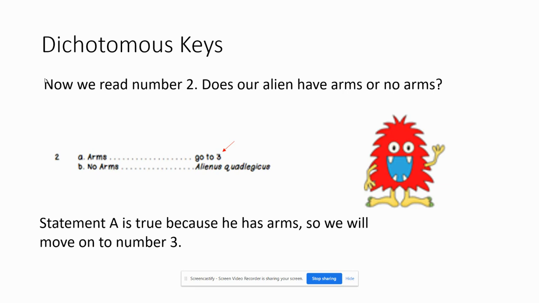That's because at this point, we would have been able to identify him if he didn't have any arms, and that would be his scientific name. But once again, for our purposes, he does have arms, so we're going to keep on going to number 3.